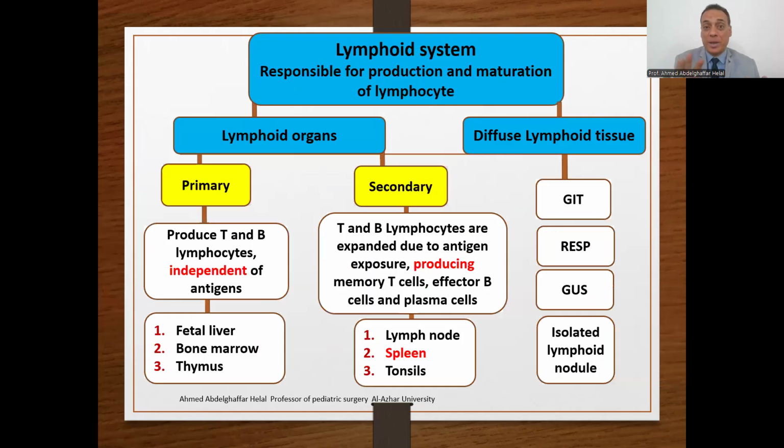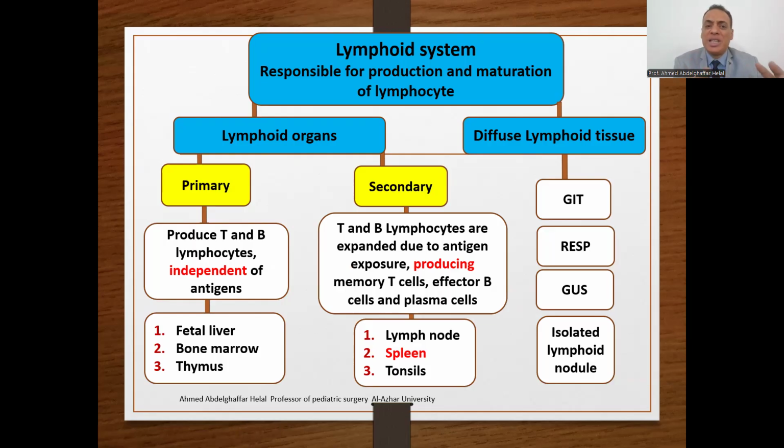So the second important thing is the lymphoid system. The lymphoid system is responsible for the production and maturation of the lymphocytes. We have lymphoid organs and diffuse lymphoid tissue. We speak about the lymphoid organs. The organs may be primary or secondary. Primary organs produce T and B lymphocytes independent of the antigen, producing immature T and B lymphocytes into the circulation, like the fetal liver, the bone marrow, and the thymus.